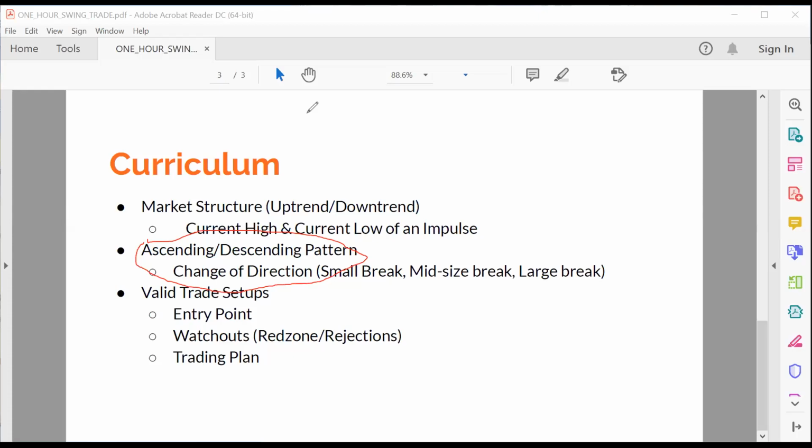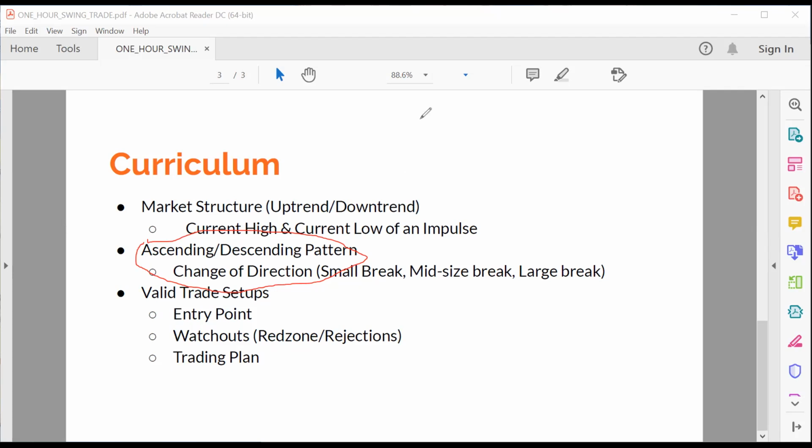Okay, so as I was saying, today and the whole of this week, we shall be focusing on the second most important thing, and that is the ascending and descending pattern. When we're talking about ascending and descending, all we're saying is that before the market turns, we have to observe something. I think I gave you an overview of how all this plays out.